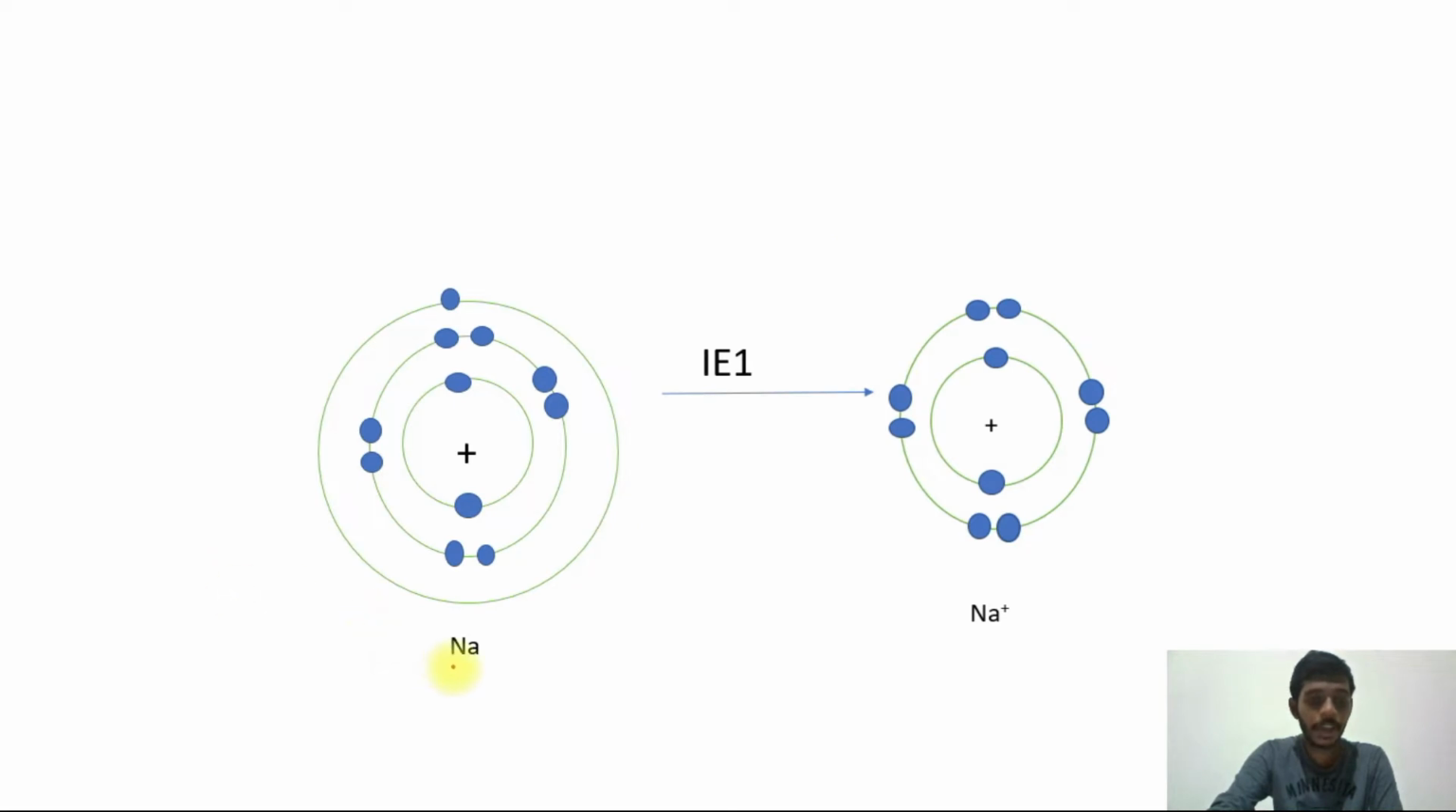This is the sodium atom of atomic number 11. Here the K shell consists of 2 electrons, the L shell consists of 8 electrons and the M shell consists of 1 electron. After the first ionization energy, the electron in the M shell is taken and released as an isolated electron, which forms Na plus.